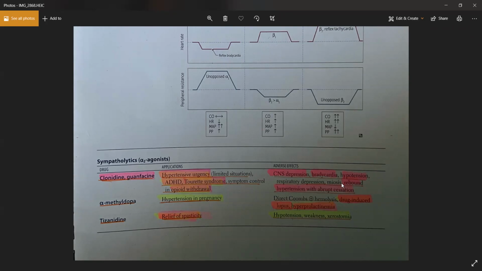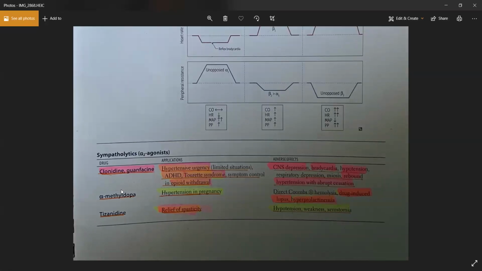You will get rebound hypertension if you stop these drugs abruptly. Very much important. You will get rebound hypertension if you stop this drug abruptly. So it would be a case of a patient whose medicines have expired, and he forgot to renew the medications. So he will get rebound hypertension. Step 1 will ask you why the hypertension is now occurring in this patient. Because of the abrupt stoppage of the drug.